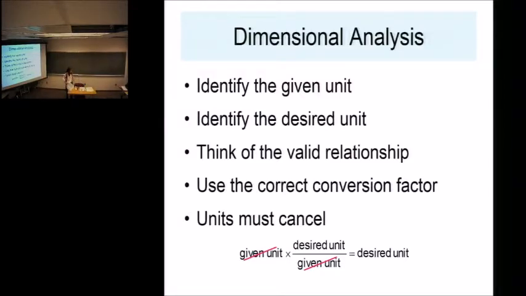Okay, so you got the 8.5 inches, and you want to change that to centimeters, so you know what unit has to cancel out, right? Which one do you want to get rid of? You want to get rid of the inches. So you know which conversion factor you're going to use, don't you?